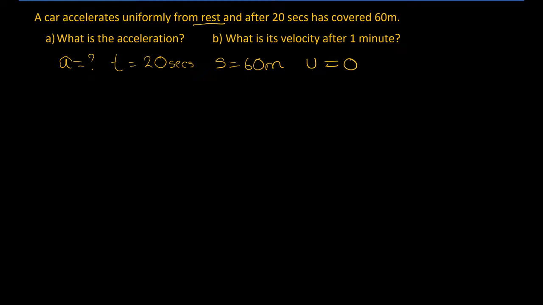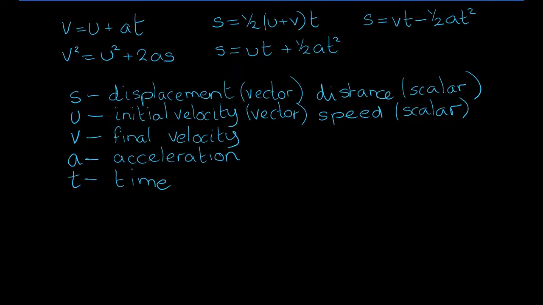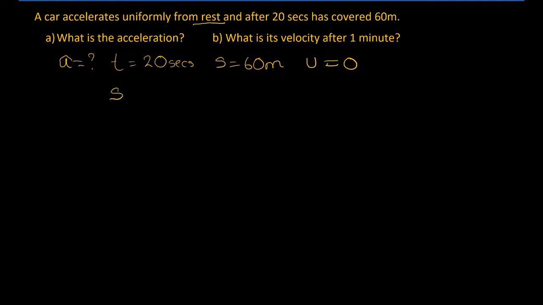So we need a formula that has A, T, S and U in. So I'm going to go back to the formulas so you can see them. We can't use the ones that have got the V in because we don't have a V. So that leaves us with S equals UT plus a half AT squared. So now we're going to substitute what we do know in and solve to find out what A is.